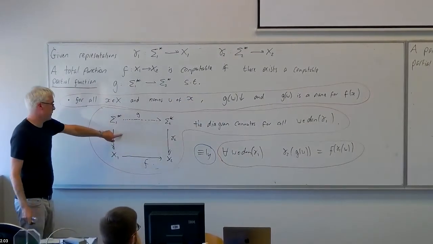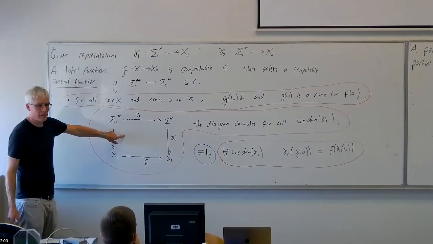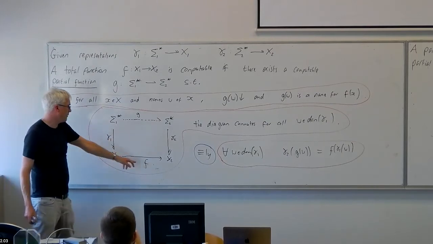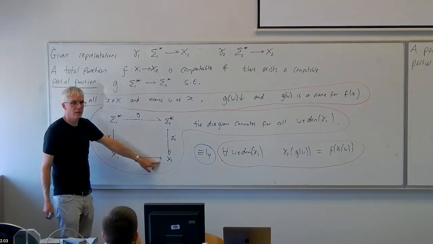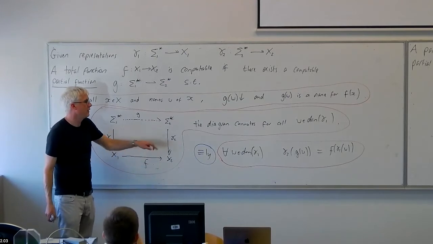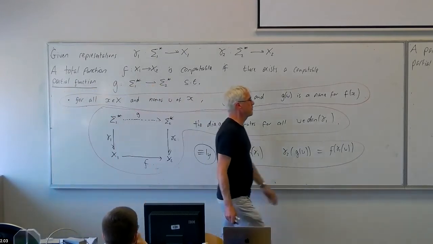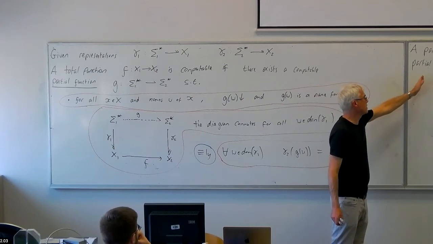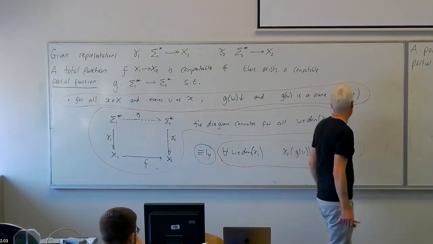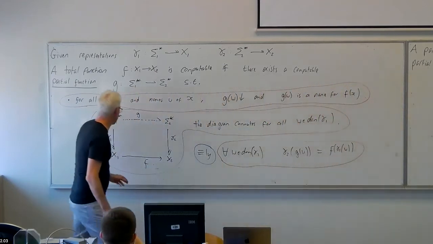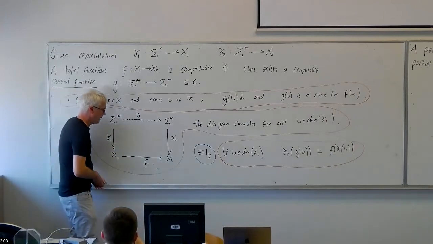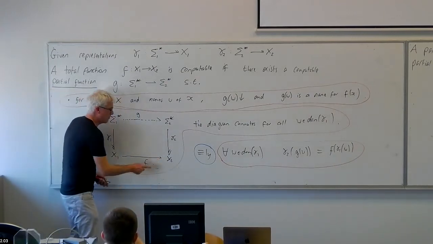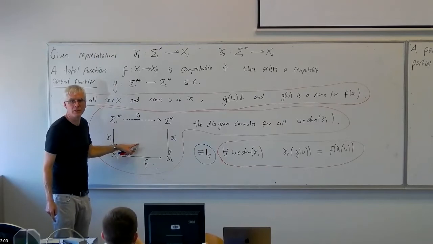So we can consider the same diagram here, only f is now a partial function. But once again, the condition I've written for what it means for a partial function to be computable implies, if we change this f to a partial function, that this diagram commutes.